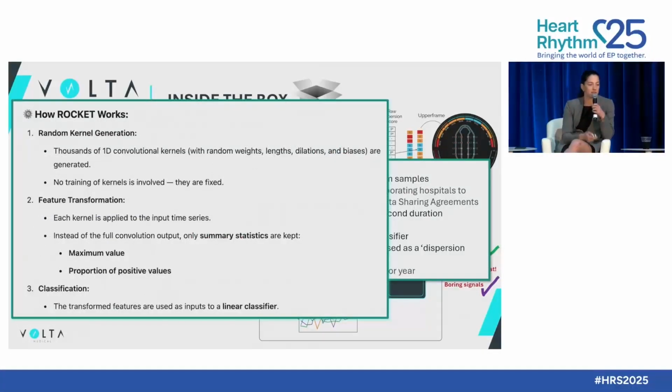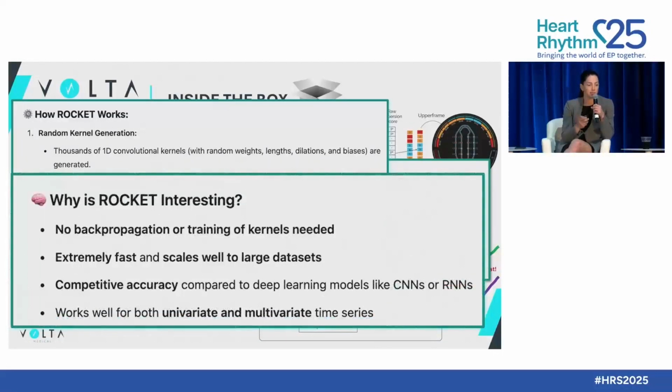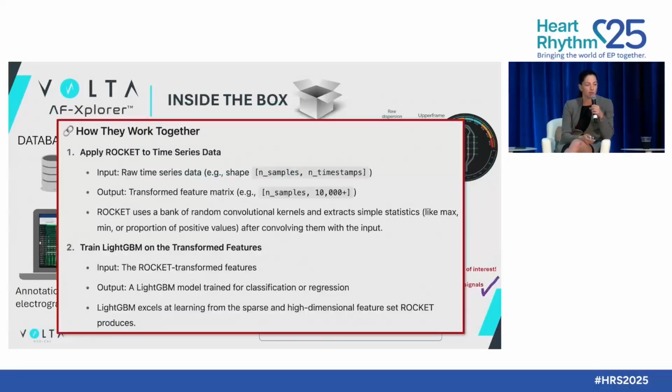And again, the things that I highlighted about the advantages of the machine learning model, they work, and it's interesting because it's fast, it scales well to large data sets, which is what Volta is working with, and it works extremely well with the light GBM model that they use eventually to learn the transformed features.